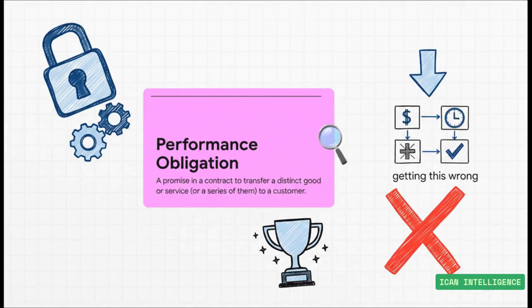Okay, moving on to step 2. And listen up, because this is, without a doubt, the most critical, most judgmental step in the entire model. This is where you win or lose the most marks in an exam. A performance obligation is just a fancy way of saying a promise. But identifying these promises correctly, that is everything. Get this wrong, and the rest of your answer will be wrong too.